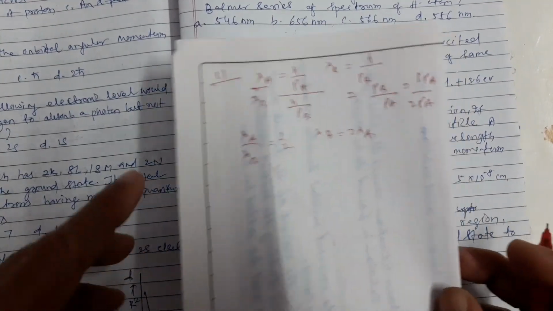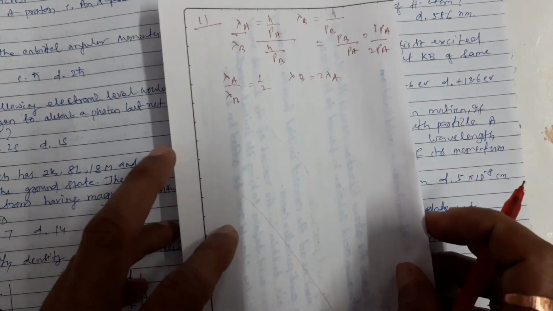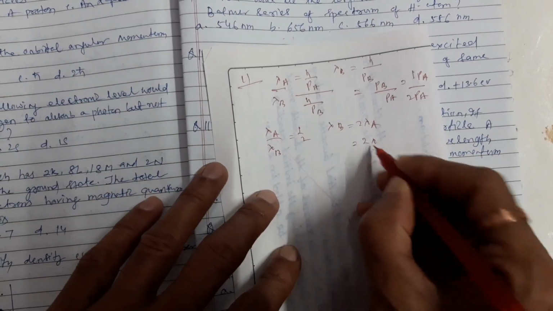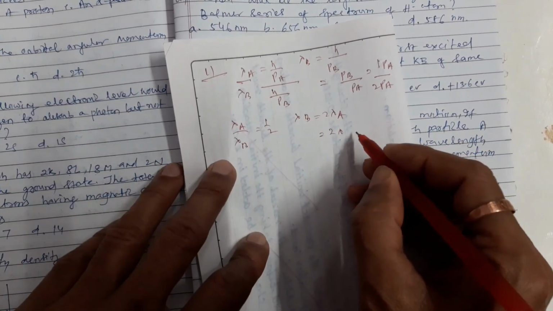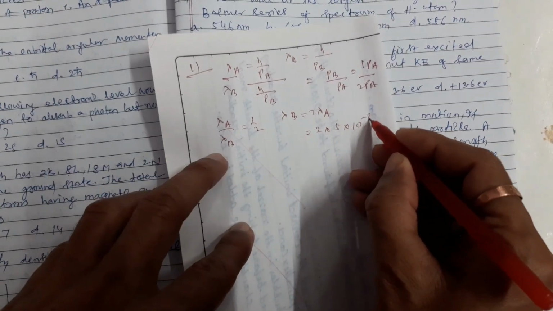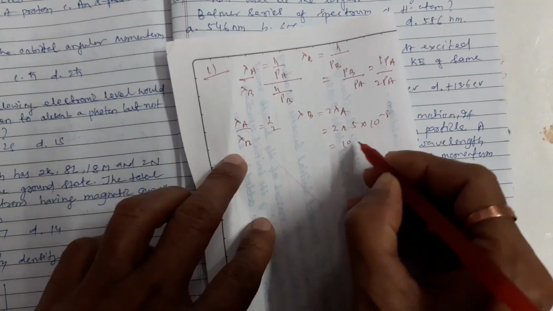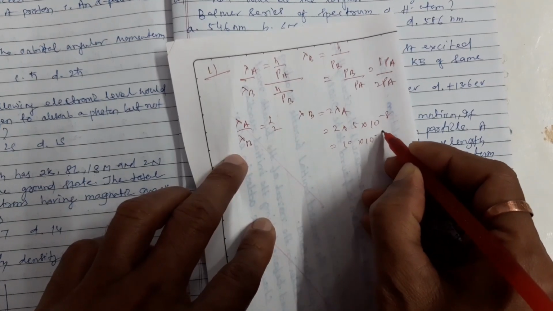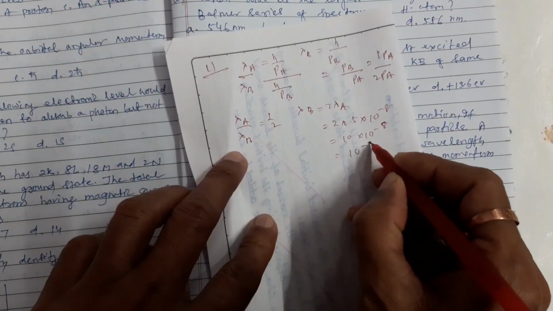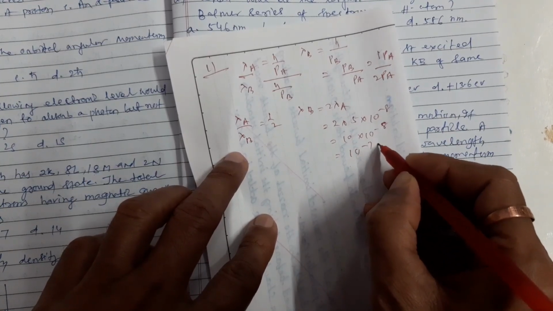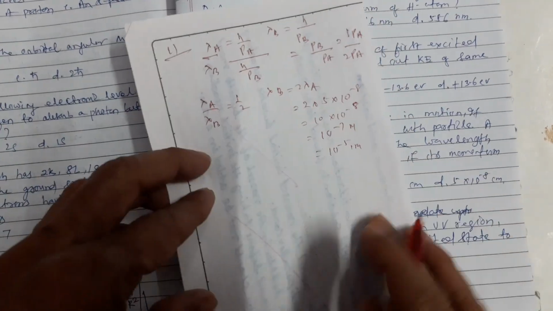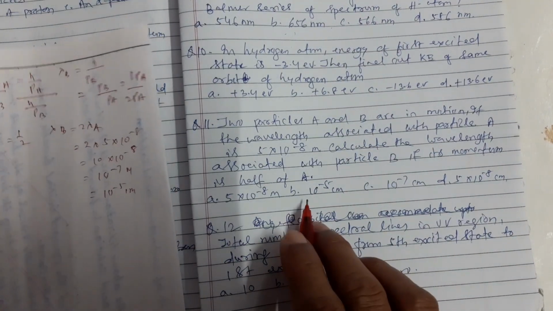Okay, so your lambda A is given as 5 multiplied by 10 to the power minus 8. Multiplied by 2, you will get 10 to the power minus 7. This is in meter, so in cm it is 10 to the minus 5 cm. So choice B is the correct answer.